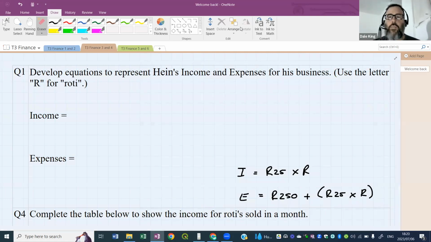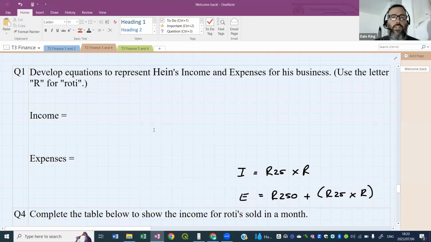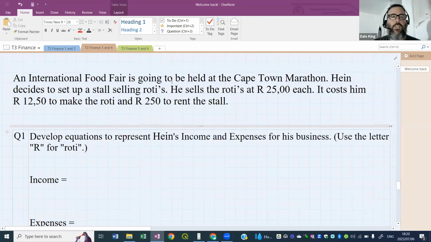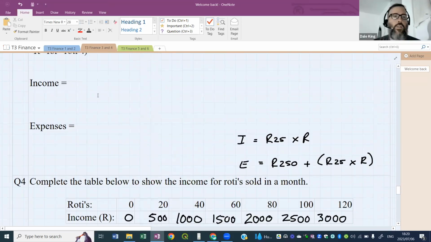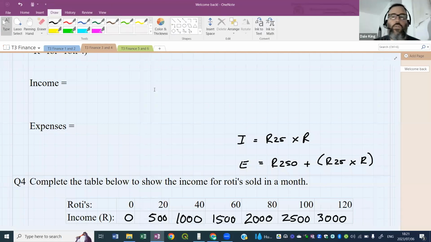If you can pick it up, I'll go to the question. There's the question. Where's the mistake? Yes, Katlejo. Well done. We sell them at 25 Rand, but we make them at 12.50. So the expenses equation shouldn't be 25 Rand. It should be 12.50.